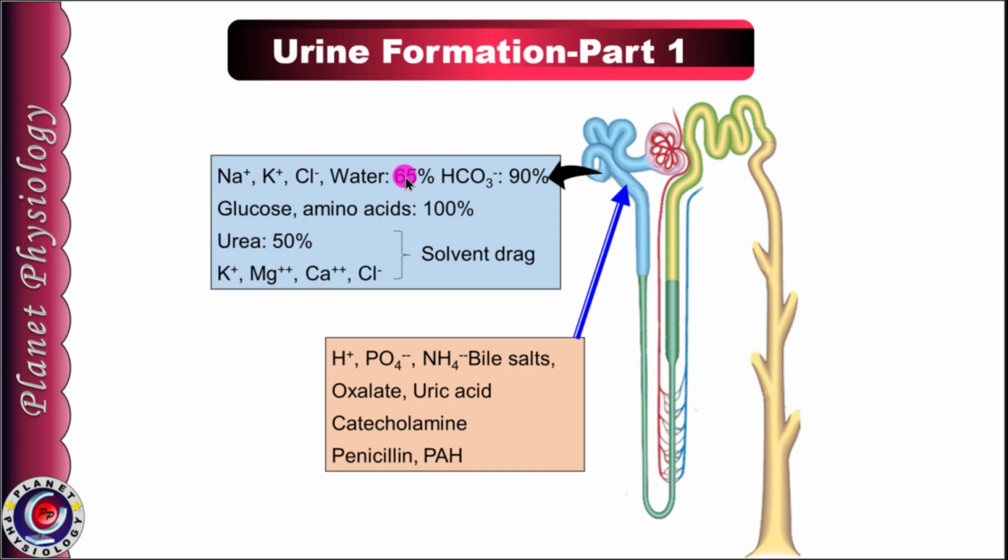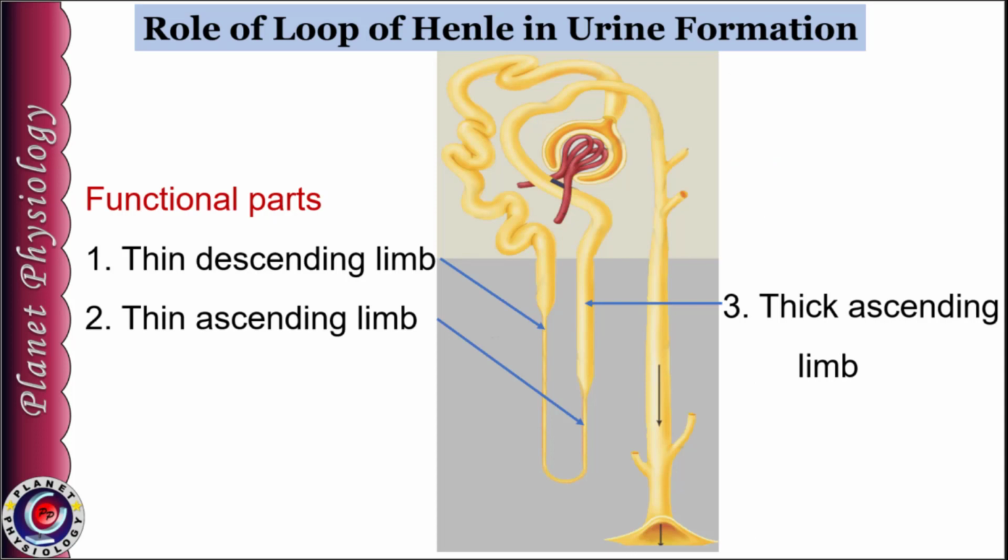As a result, the filtrate that leaves the proximal tubule is isoosmotic, that is, its osmolarity is the same as that of plasma, which is 300 milliosmoles per liter. Now, the filtrate mainly has metabolic waste products and some electrolytes. This filtrate now enters the loop of Henle. Loop of Henle has thin descending, thin ascending and thick ascending segment.